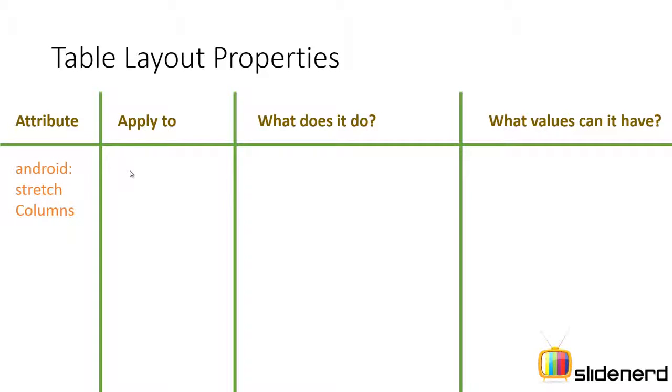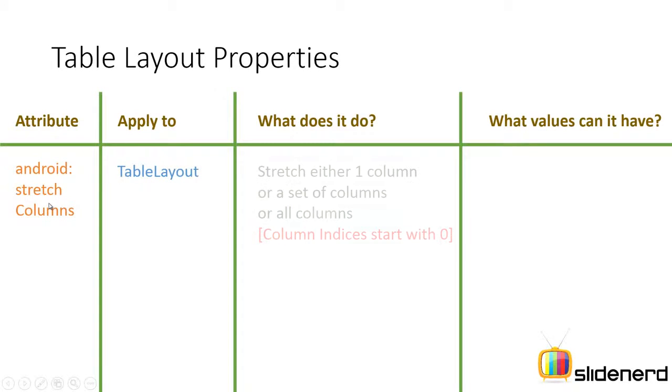So what does this do? This is the Android stretch columns attribute inside your XML. You apply it to the table layout inside your XML. What does it do? It either stretches one column or a set of columns or all the columns. Now remember very well, this is just like arrays. The column numbers start with 0.